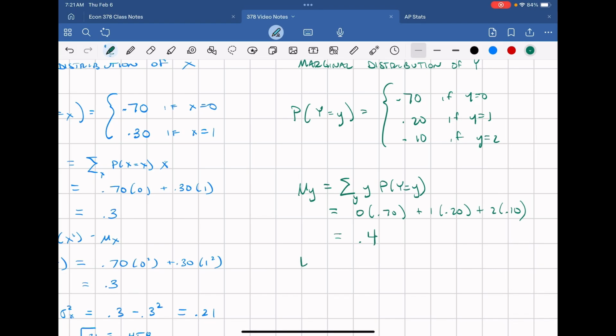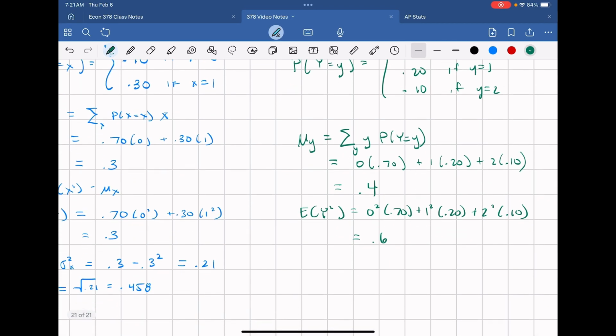We can then look for the expected value of y squared, and this is equal to 0 squared times 0.70 plus 1 squared times 0.20 plus 2 squared times 0.10. And this is equal to 0.6. Therefore, the variance of y is equal to 0.6 minus 0.4 squared, which is equal to 0.44. And so the square root of that, or the standard deviation of y, is equal to 0.663.